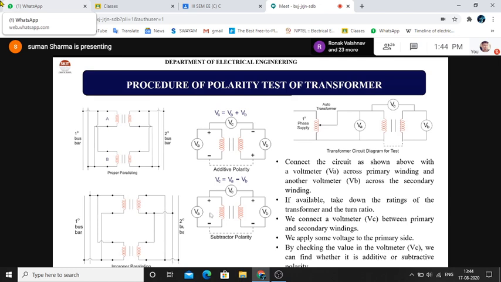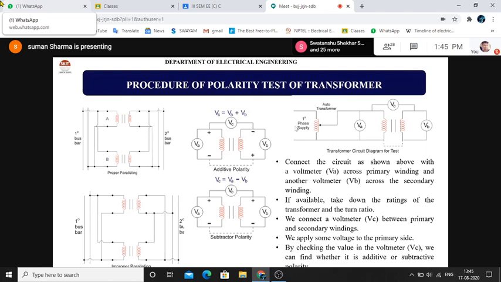Subtractive polarity means same type of polarity is there, plus minus plus minus. So it will be difference of the two voltages, that is if it is primary minus secondary voltage, then it is a step down transformer because secondary voltage is lower as compared to primary voltage. And if you are subtracting VB minus VA, if it is reading VB minus VA, that means VB is higher and VA is lower. Okay. Now these are the transformer circuit diagram for conducting the polarity test.